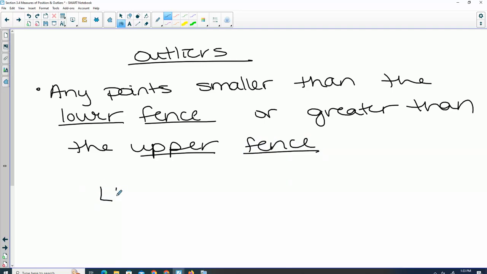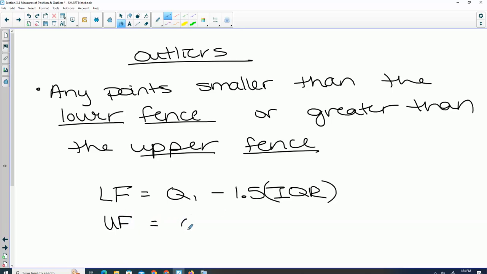And these calculations are on your formula sheet, so you don't have to memorize what they are, just like all of our other things. Lower fence is quartile 1 minus 1.5 times the interquartile range. And the upper fence is quartile 3 plus 1.5 times the interquartile range.